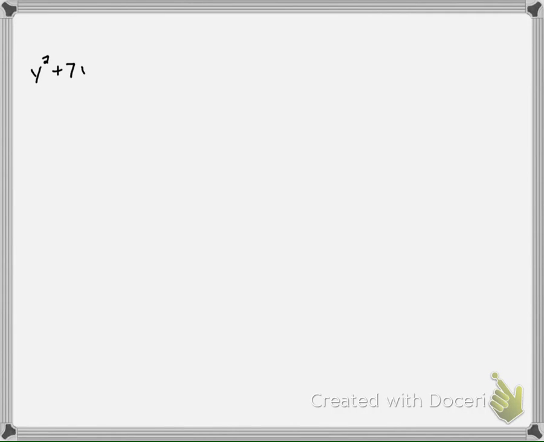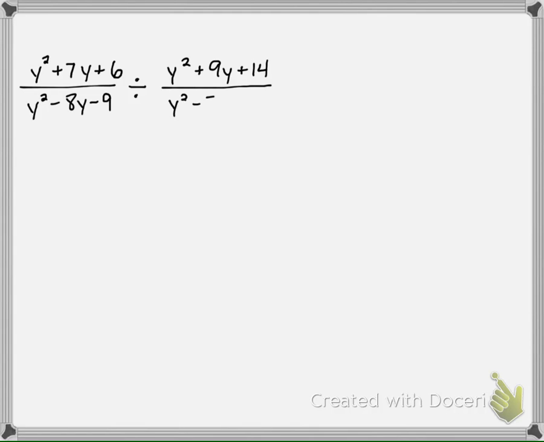Alright, so we've got a quick review on multiplying and dividing rational expressions. So we're going to divide these two rational expressions. The first thing I'm going to do, whether I'm multiplying or dividing, is to factor first, because I know once I put these two expressions together, I'm probably going to need to simplify. And I can only simplify by canceling out common factors.